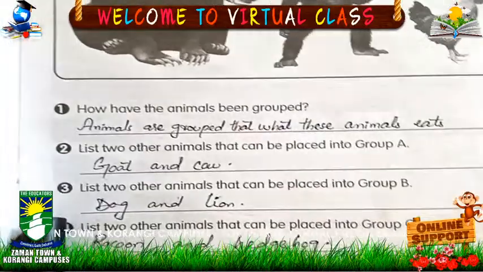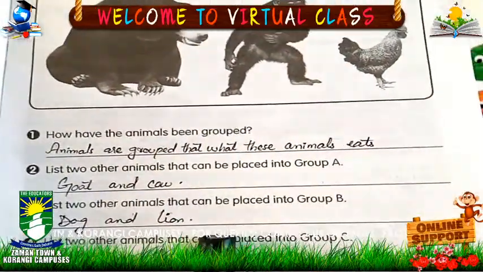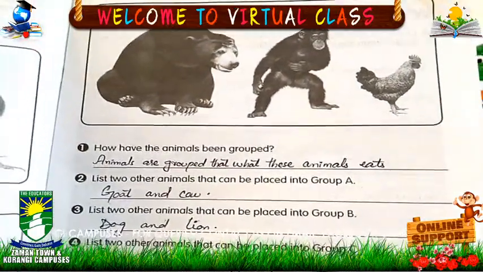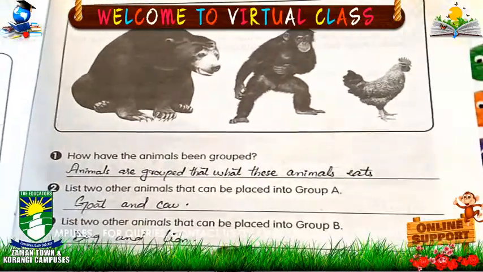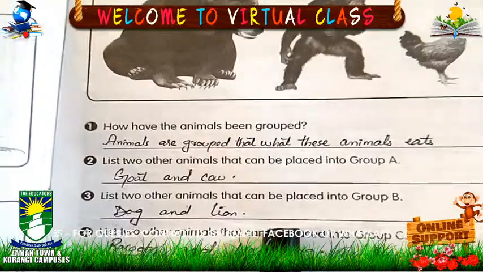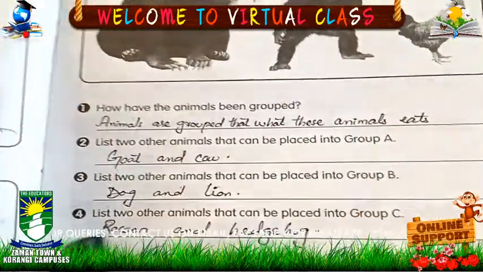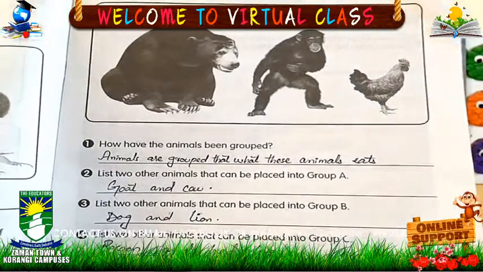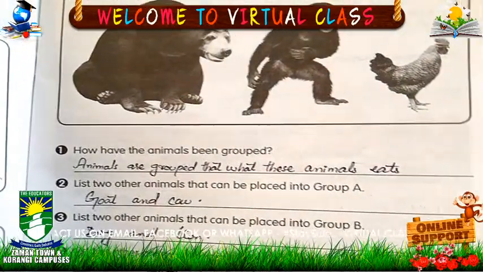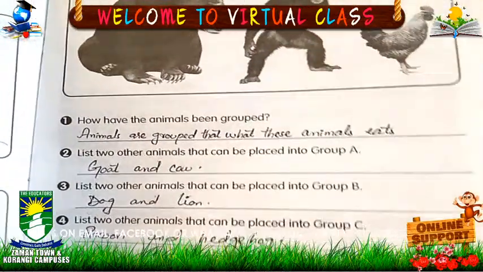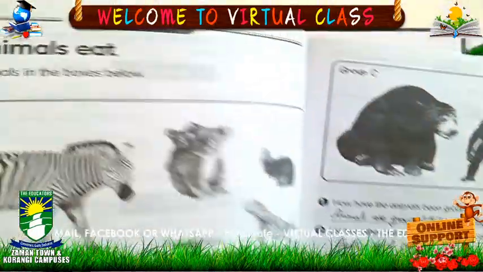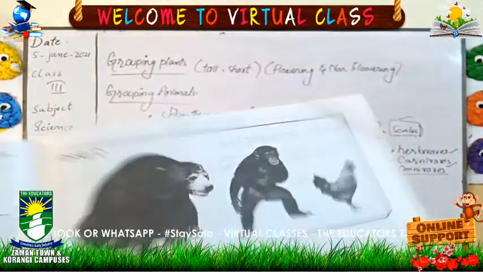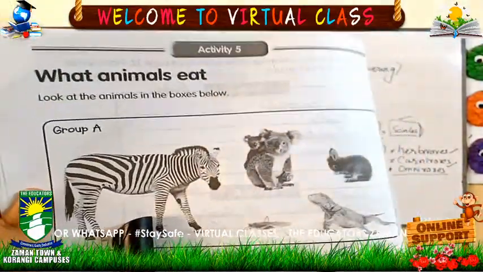Okay. Now number 3, list 2 other animals that can be placed into group B. So we will have to think about which animals can come in group B. So we will write the answer here. Number 4, list 2 other animals that can be placed into group C. Which other animals can come in group C? Because these are the animals which used to eat grass or plants. The group A animals used to eat plants.